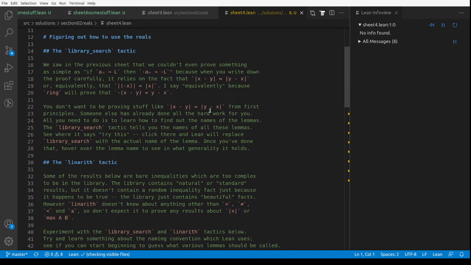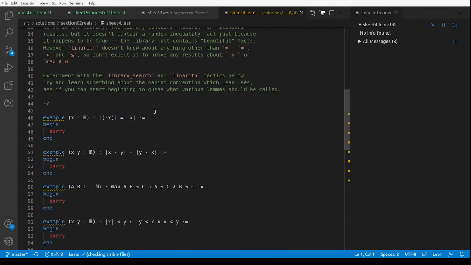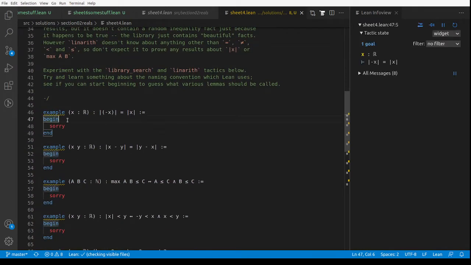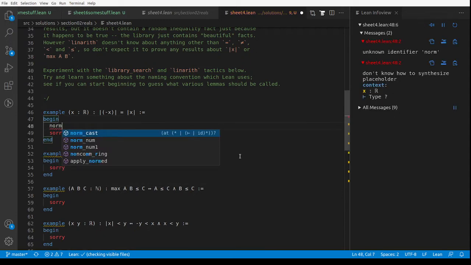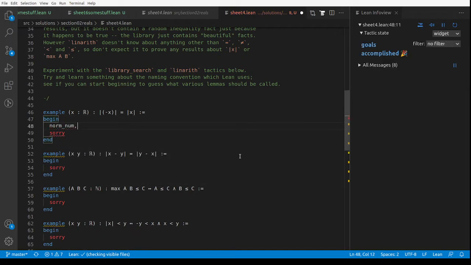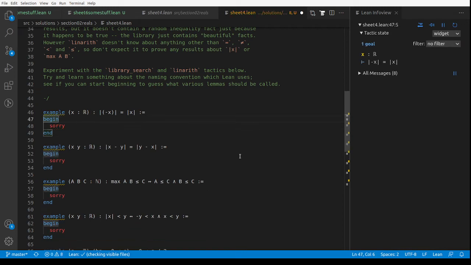So this teaches you about two very high-powered tactics, the library search tactic and the linarith tactic. Once we start doing mathematics, we're doing things like sequences and tending to limits, and you're going to need to know basic facts about how to manipulate absolute values. And we've seen the tactic norm_num before. And norm_num does solve that goal, but there are other ways to do it as well.